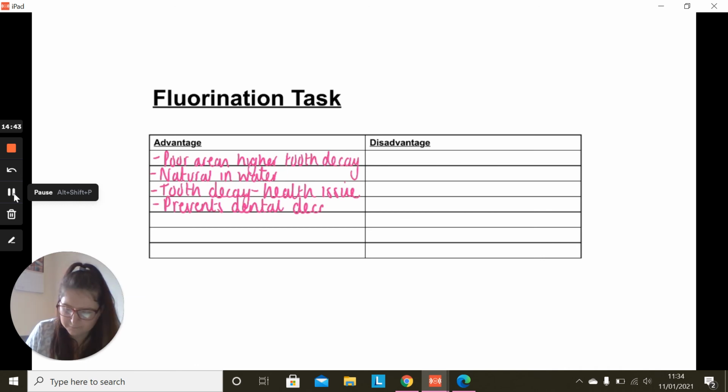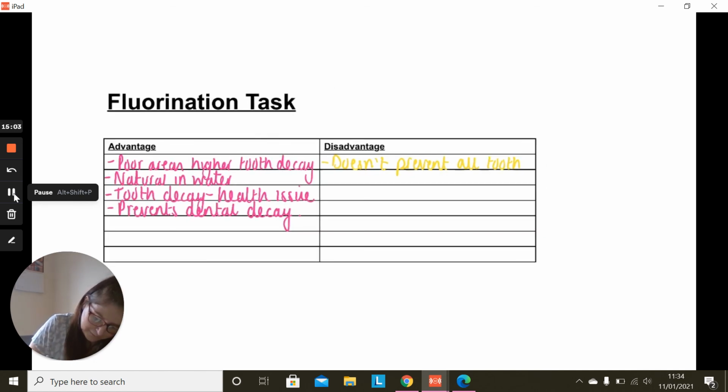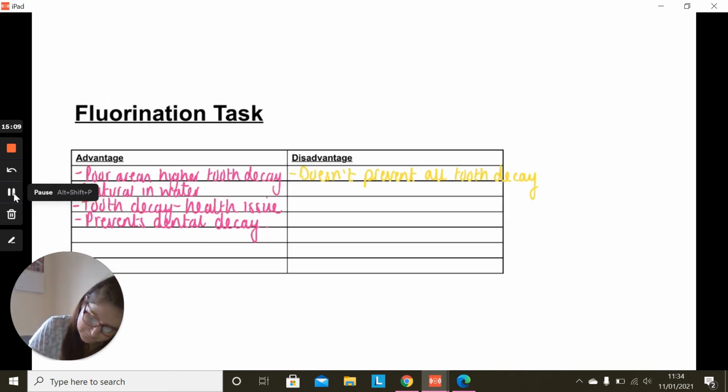Okay, and then disadvantages, there were more of them. Can we be the yellow? Doesn't prevent all tooth decay. Oh, I'm going to run out of room. You can write this in black. I think the yellow's going to be too light. Then we've got, you cannot choose whether to have it.